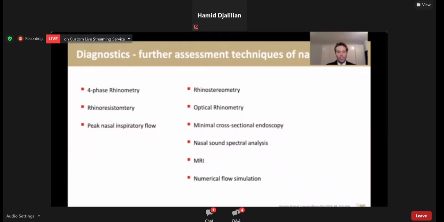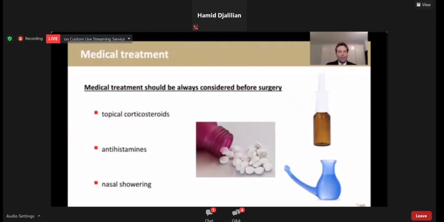through surgical procedures. When the patient is diagnosed, the first step should always be a medical treatment, and this should always be considered before surgery. This is topical corticosteroids, antihistamines if you think about allergies, and also nasal showering should be performed for 6 to 8 weeks to be sure that medication is not able to improve the symptoms.